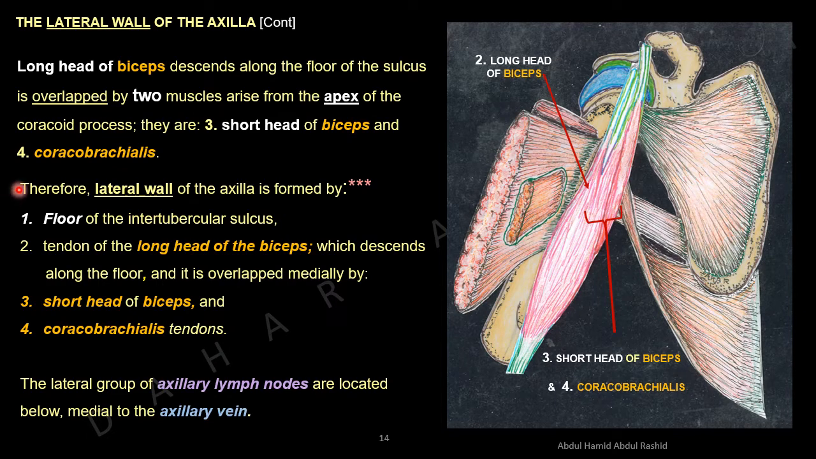Therefore, the lateral wall of the axilla is formed by number 1, floor of the intertubercular sulcus, number 2, tendon of the long head of biceps which descends along the floor, and it is overlapped medially by number 3, short head of biceps muscle, and number 4, coracobrachialis muscle. They arise from the apex of the coracoid process. The lateral group of axillary lymph nodes are located below, medial to the axillary vein. It will be around here.